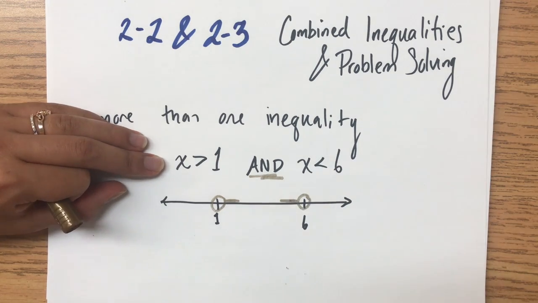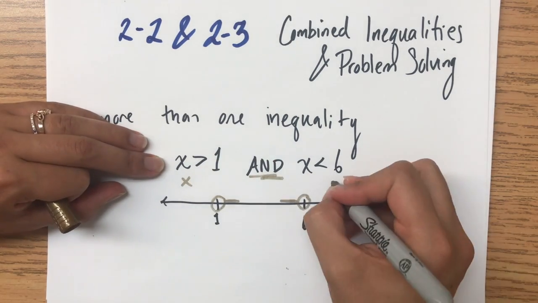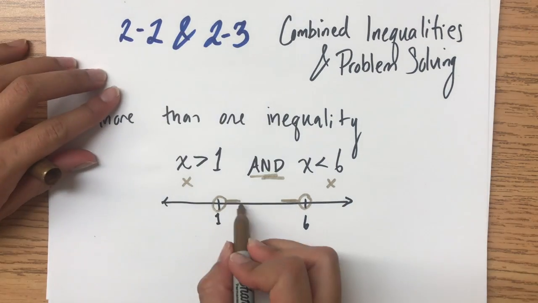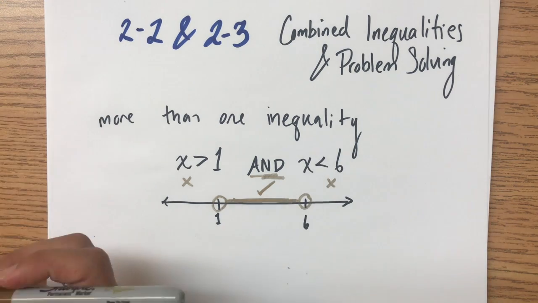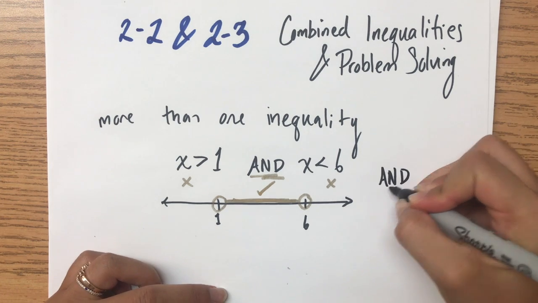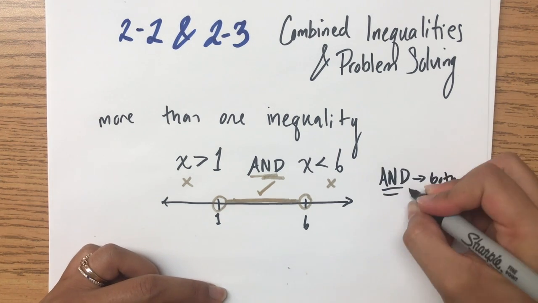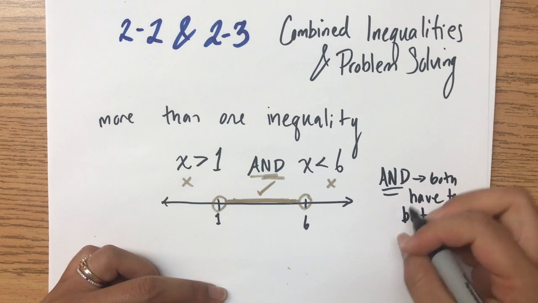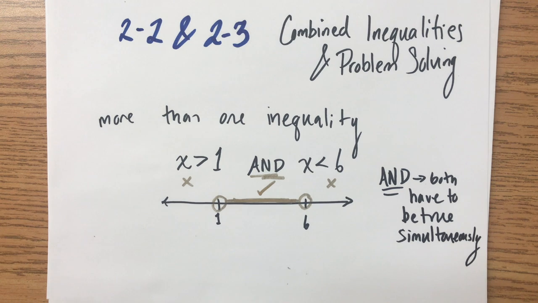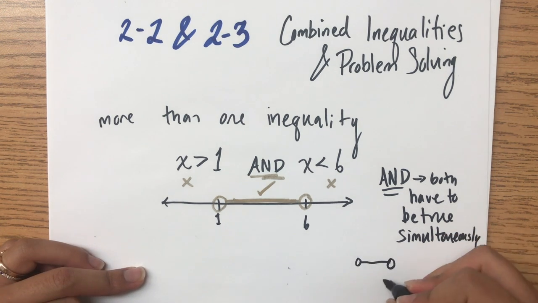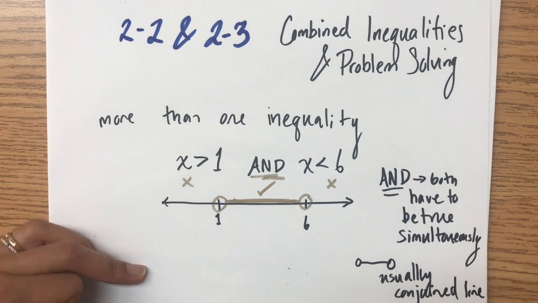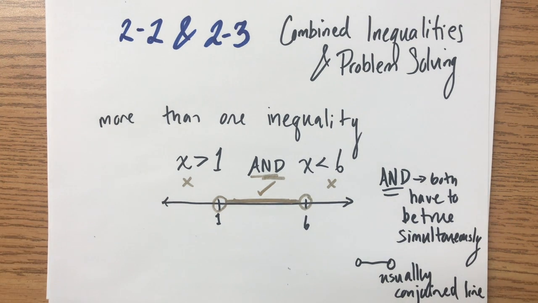Now, if we look at the leftmost region of the graph here, that doesn't actually work as part of our solution because it's not greater than 1. It might be 0. It's less than 6, yes, but it's not greater than 1. And on the right-hand side, we have numbers that are indeed greater than 1, so that's good, but it doesn't satisfy x is less than 6. Therefore, the only solution that is actually true is the one right in the middle because it satisfies both. And you need to have both true simultaneously in order to have this be part of the solution. So usually this is a conjoined line, not always, but usually.